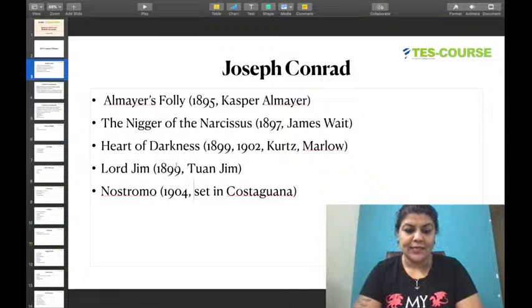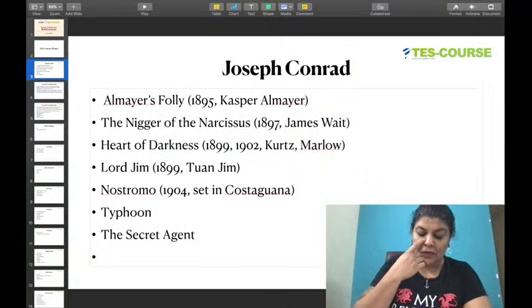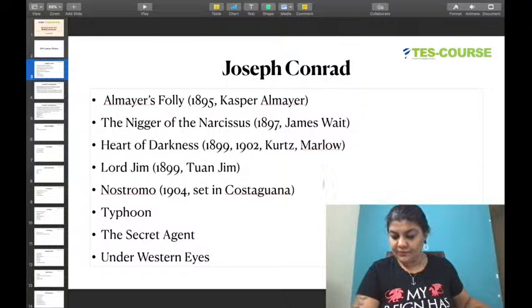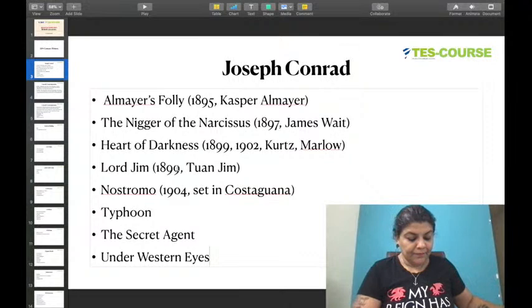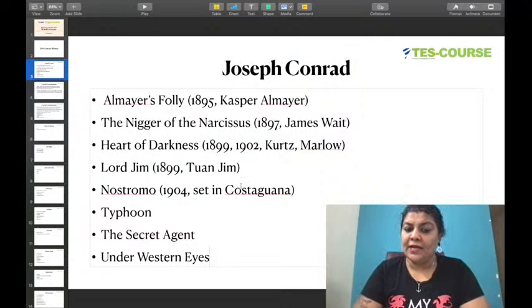Okay, more novels are there. Typhoon. Have you heard of Typhoon? The Secret Agent. Then Under Western Eyes. Tell me, guys, which is the novel Under Western Eyes is based on? Lakshmi Raj, they will ask textual questions from here. They will ask you to arrange chronologically.